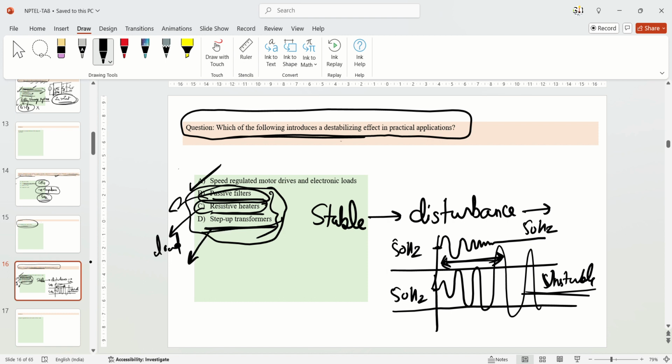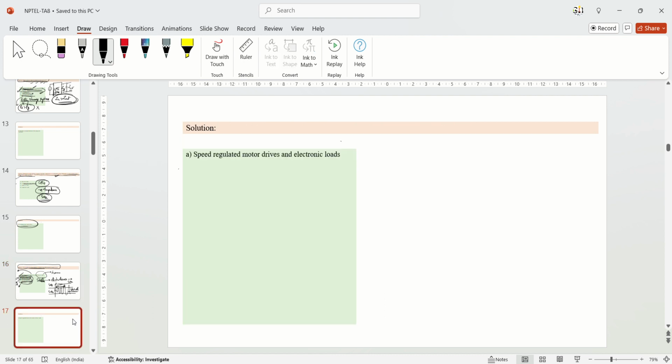These are the destabilizing features: speed regulator motor drives and electronic loads, which introduce harmonics, and speed regulator motor drives introduce some fluctuation in the voltage, in the insulation itself. So this is a kind of destabilizing issue.